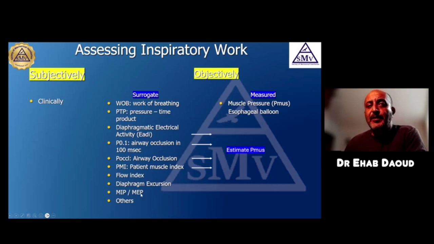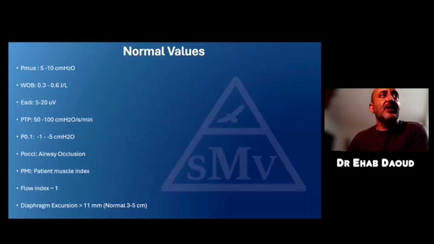We all know about the maximum inspiratory pressure and maximum expiratory pressure. But all of those, the ones where I put white arrows, are practically an estimate of the P muscle. They are not going to give you exactly how much inspiratory pressure the patient is generating. If you want to measure the muscle pressure, you have to go with the esophageal balloon, which is the gold standard that we have right now.